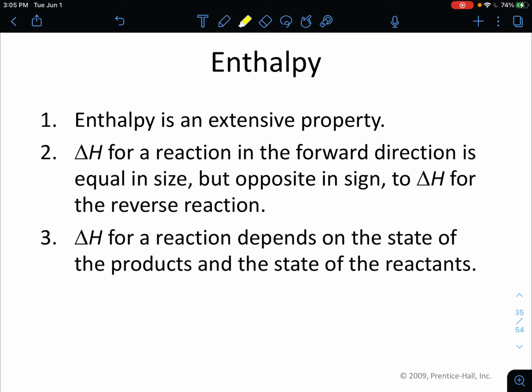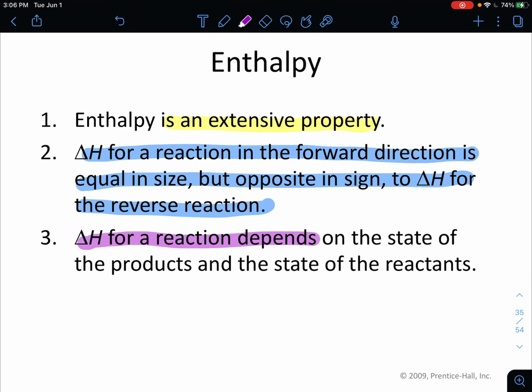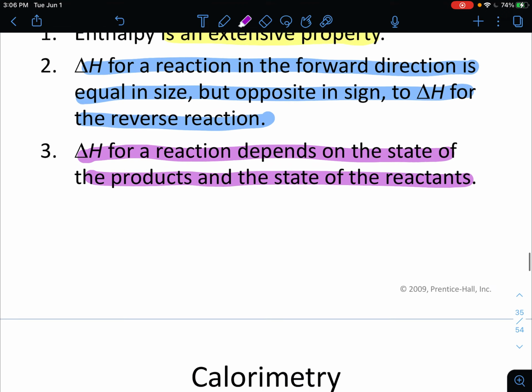Enthalpy is certainly an extensive property. The more stuff that goes into a reaction process, the greater enthalpy change we're going to observe. And as we said, if I know the enthalpy change in the forward direction, it's equal but opposite to the enthalpy change in the reverse reaction. A third point, which probably won't come up until chemistry 2, is that the enthalpy change itself does depend on the state of the products and reactants, whether things are solids or liquids or gases.